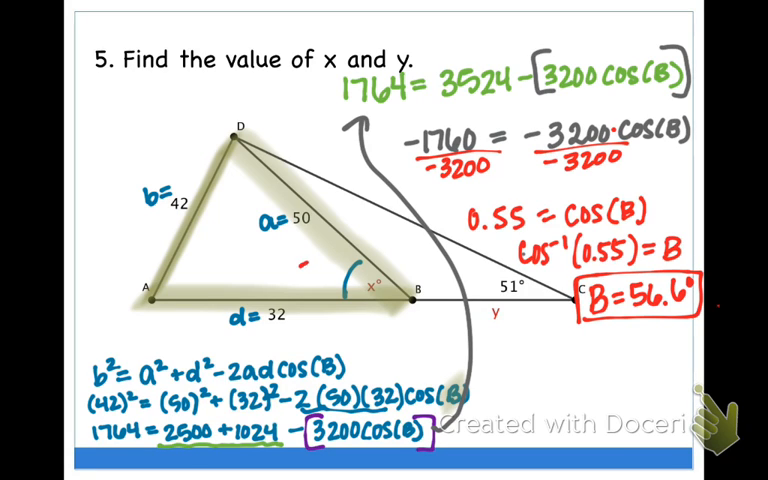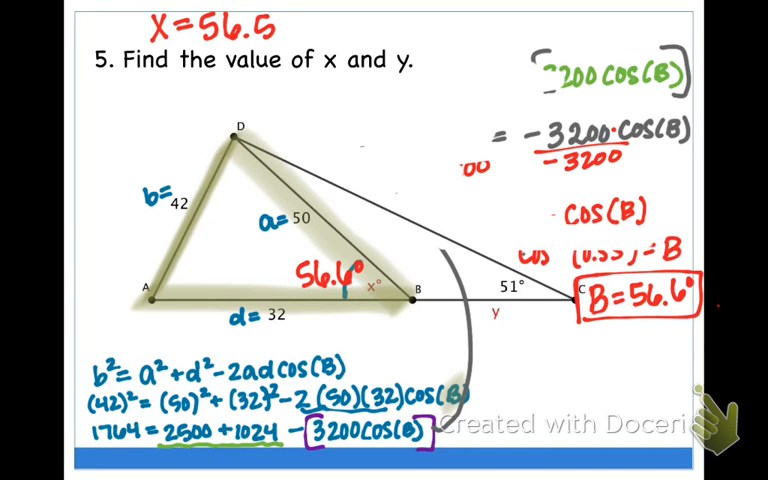This is my 56.6 degrees here. That's my angle. That's my x value. So up at the top, I'm just going to write that: x is equal to 56.6. And I'm going to do a little bit of erasing. I'm going to erase this work so we have more space to write for y.